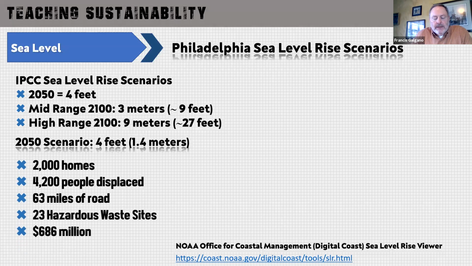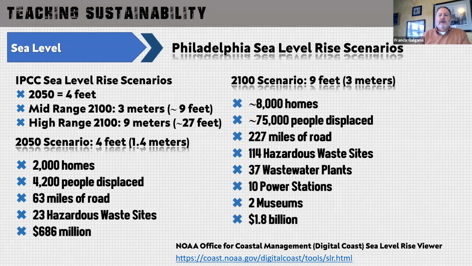It means a loss of 2,000 homes, 4,200 people displaced, 63 miles of roads, 23 hazardous waste sites become flooded, and a total loss of about $686 million for Philadelphia. They can get these data from inside the site itself.